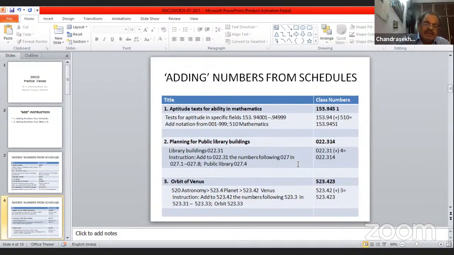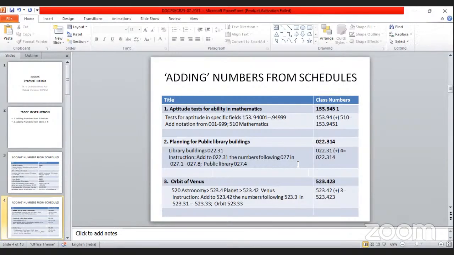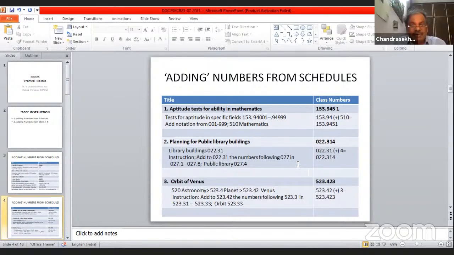Numbers following a particular number means after 027, so what is the number there? 027.4 is there. So you omit 027 and whatever number is remaining, that number you have to add. Sir, why should we omit 027? In the instruction they gave: add to 022.31 the number. Where there is a meaning. So if we add the complete number, what will happen? It will be a lengthy number.